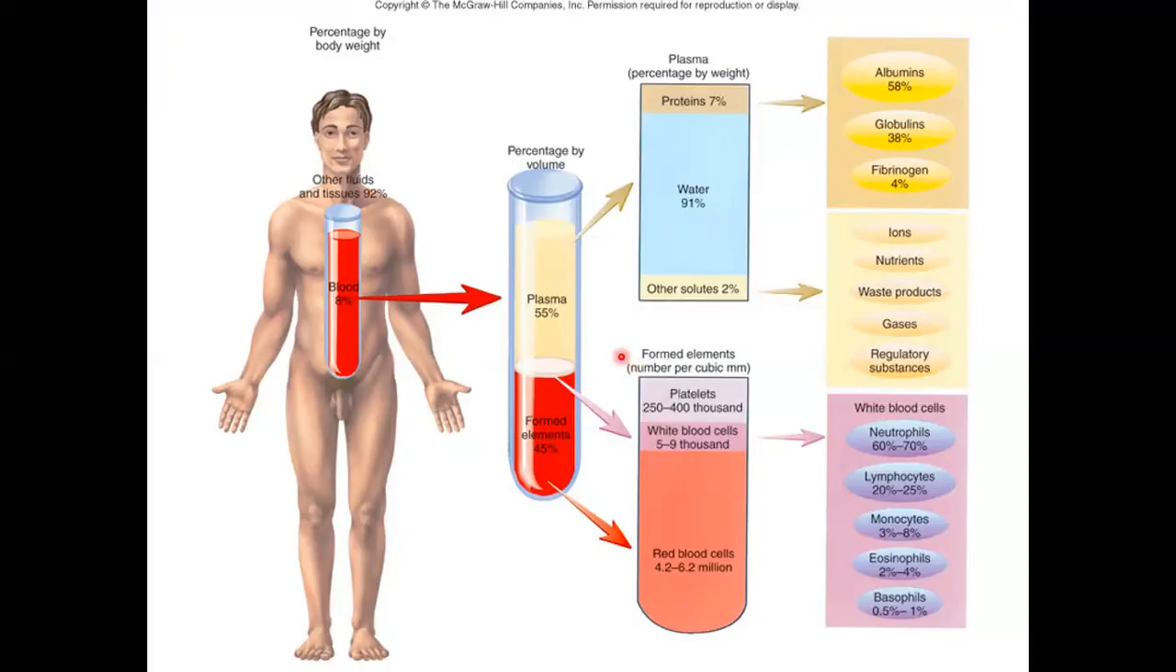Take a look at the number. So formed elements, number per cubic millimeter. So we have 4.2 to 6.2 million red blood cells per cubic millimeter. So think of a millimeter as a square, right? Cubed. 4.2 to 6.2 million. On average, it's about 5 million red blood cells per cubic millimeter. That's massive. Take a look at your white blood cells. 5 to 9,000 per cubic millimeter, and platelets about 250 to 400,000 per cubic millimeter.